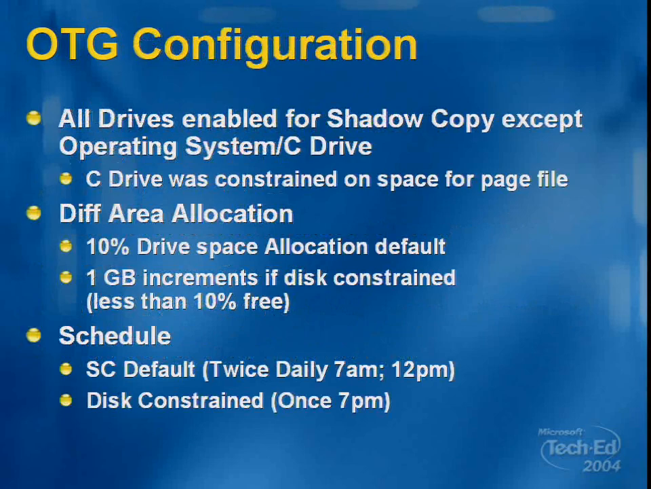They've turned it on everything except the C drive. Now, some of the things to consider with the C drive is that's typically where the operating system page file exists. It gets a lot of random I/O that you don't want shadow copies even in the path at all. They accepted all of our defaults between schedule and diff area allocation.